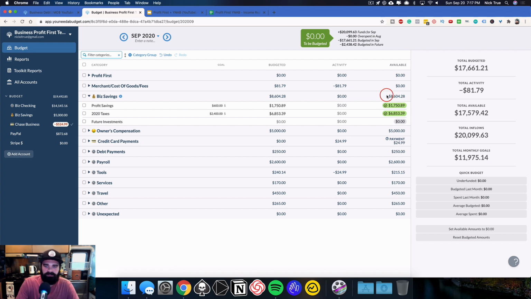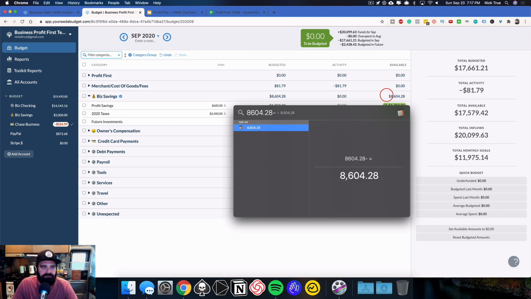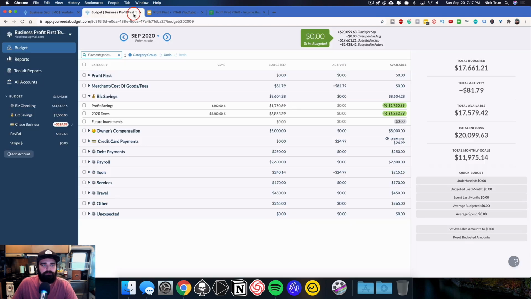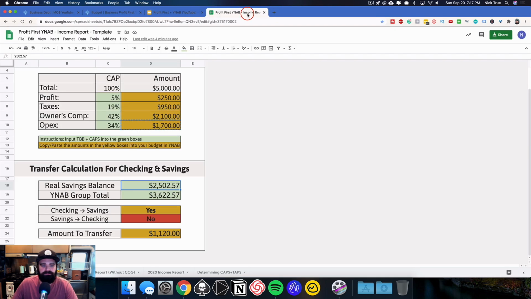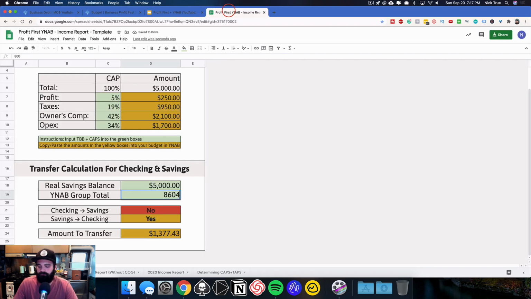So of course you could do the math yourself, right? You could type 860428 minus 5,000, and then you could make a transfer of this much. You could also use this spreadsheet here and just do the numbers there, right? So what I can do is 860428. That's the savings balance, or the actual, real savings is 5,000. The YNAB total of the group says 860428. And then this calculator basically tells you, are you making this transfer from checking to savings or savings to checking?